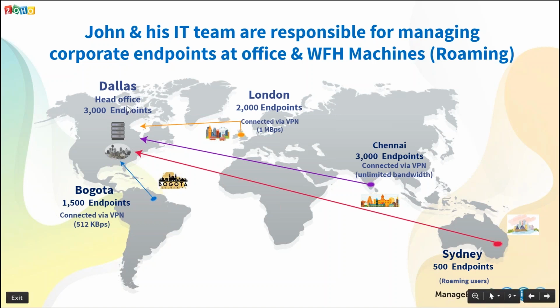Besides the local office, most enterprises will have 1 or more remote offices to manage as well. Now, looking at John's network, we have our head office at Dallas, while we have 3 remote offices at Bogota, London, and Chennai with varying bandwidths. Also, we have roaming users stationed at Sydney. This is quite the remote work scenario for John to handle.